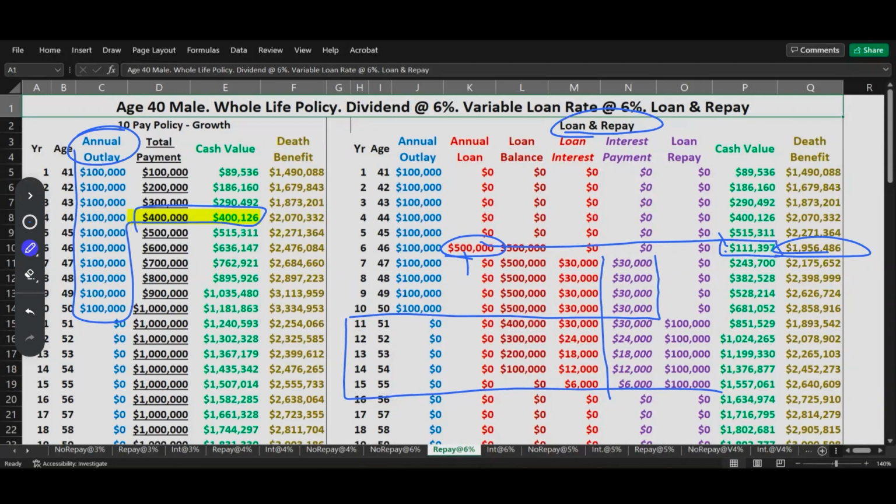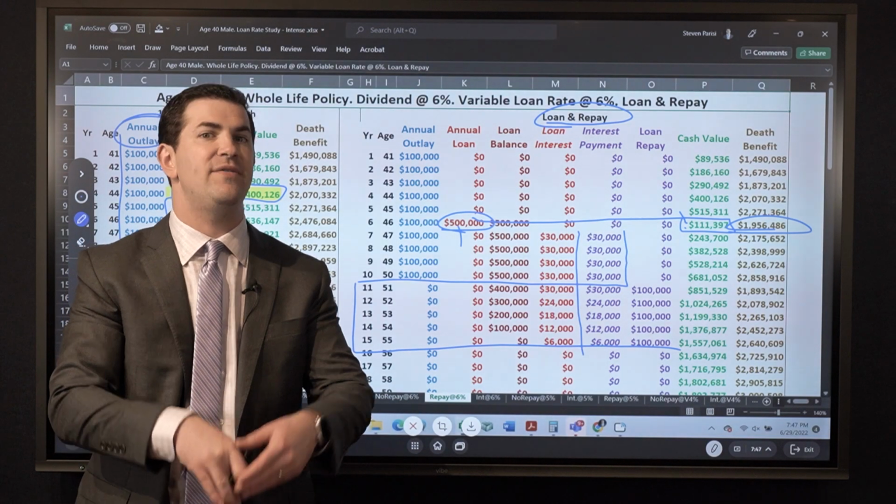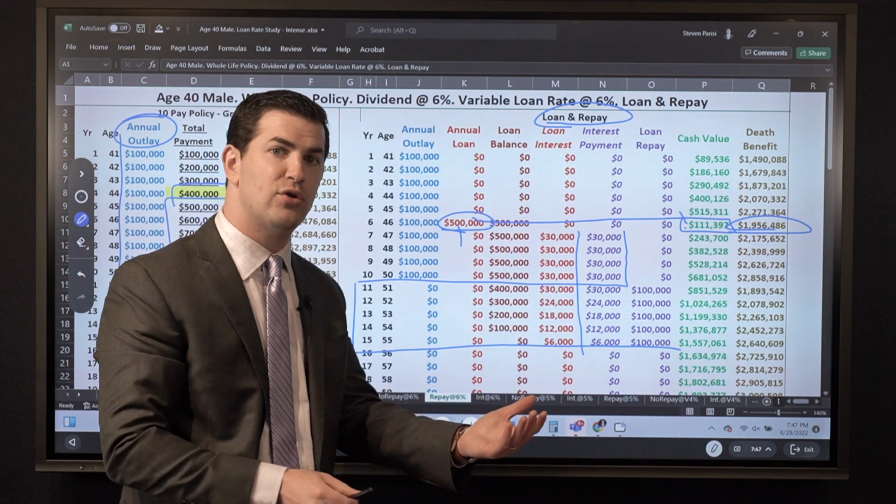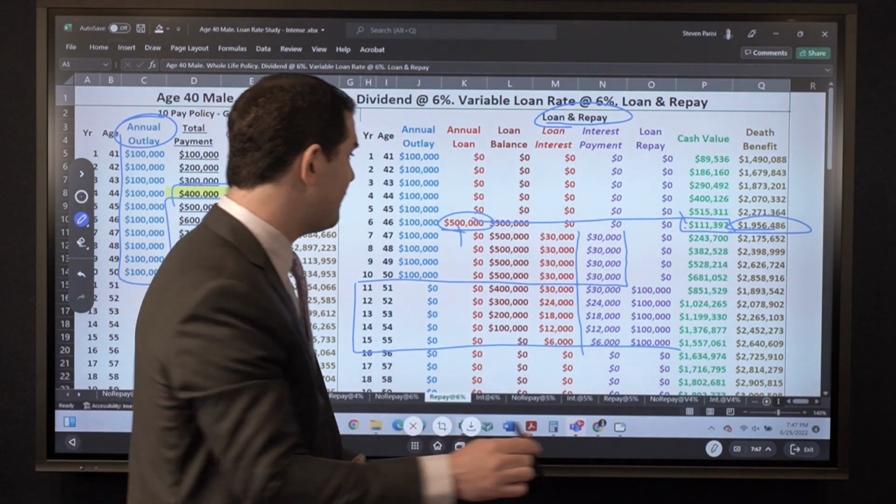In our last video, what happened, if you had a chance to view that? When the loan was repaid, your cash value and death benefit were 100% restored to exactly what they would have been as if you never took a loan in the first place. A little bit different here.